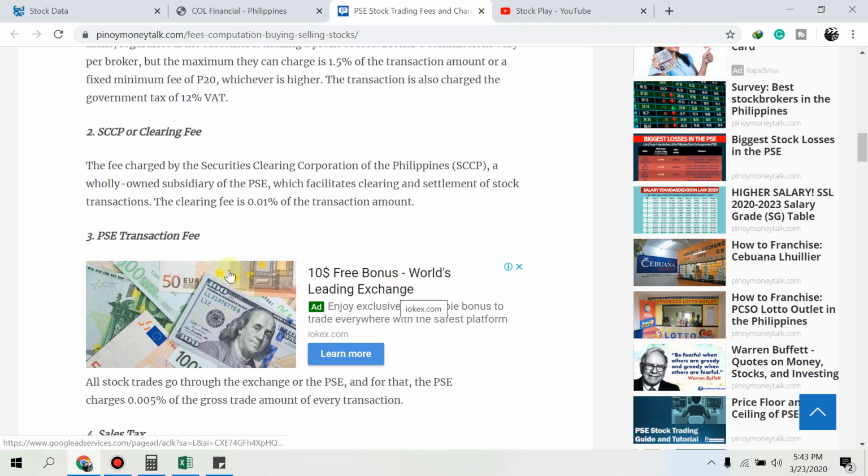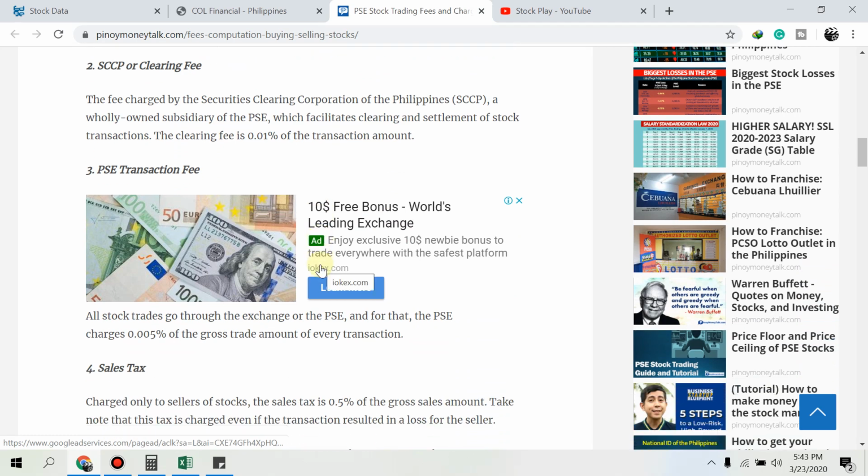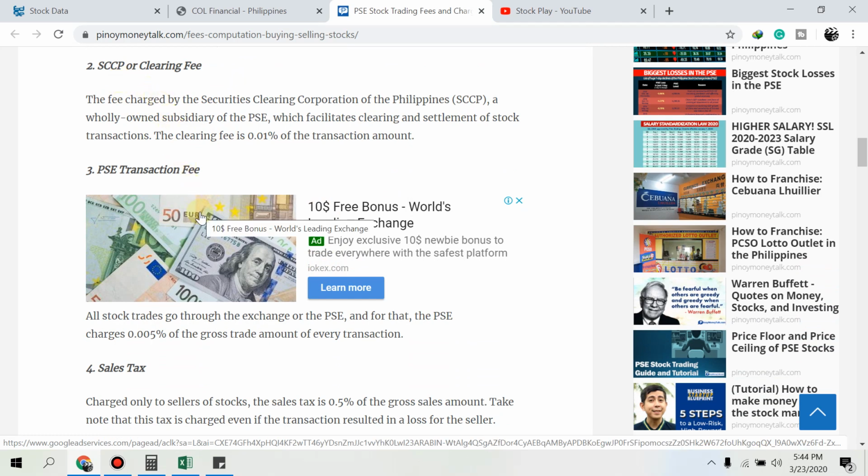So for number 4, we have PSE Transaction Fee. So bukod dun sa clearing fee natin na binabayaran kay SCCP, so syempre meron din cut sa atin si PSE Transaction Fee. So all stock trades go through the exchange or the PSE, and for that, the PSE charges 0.005% of the gross trade amount of every transaction.